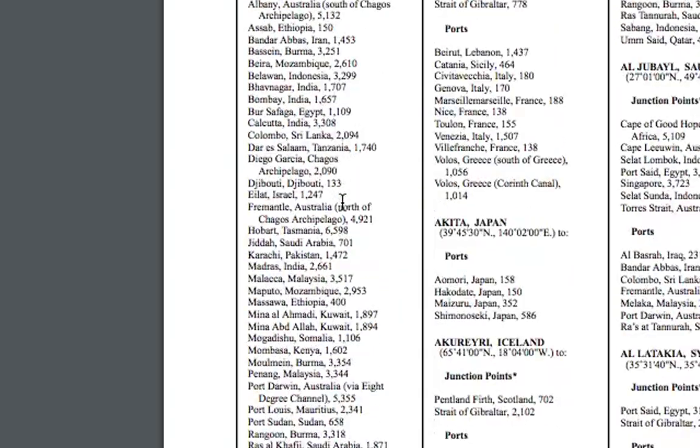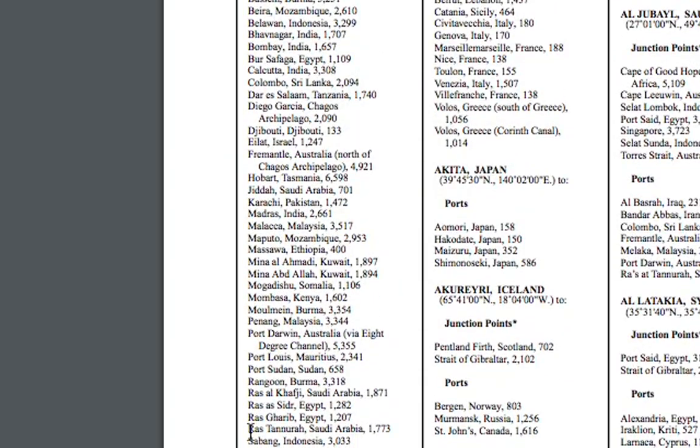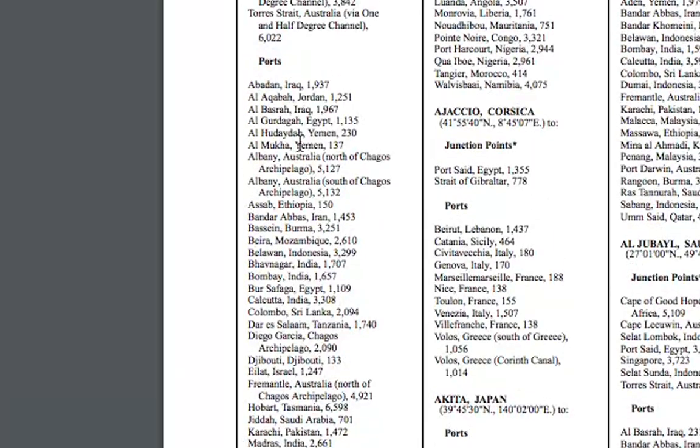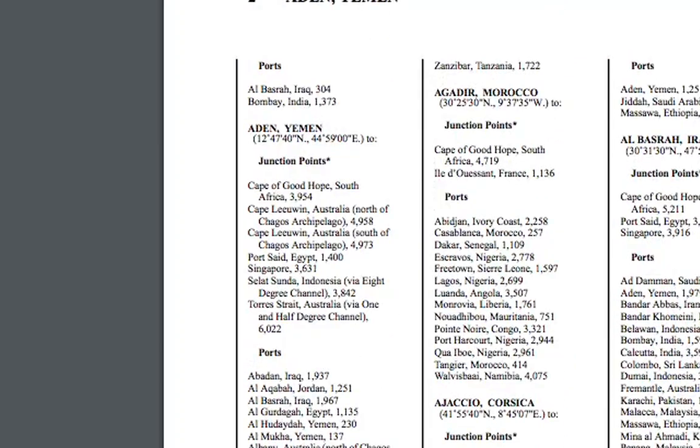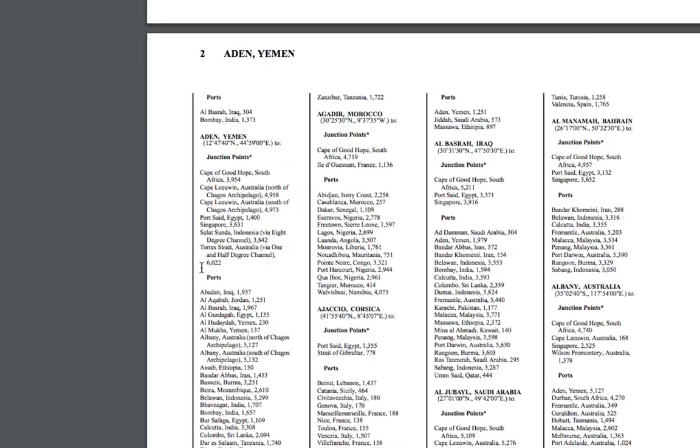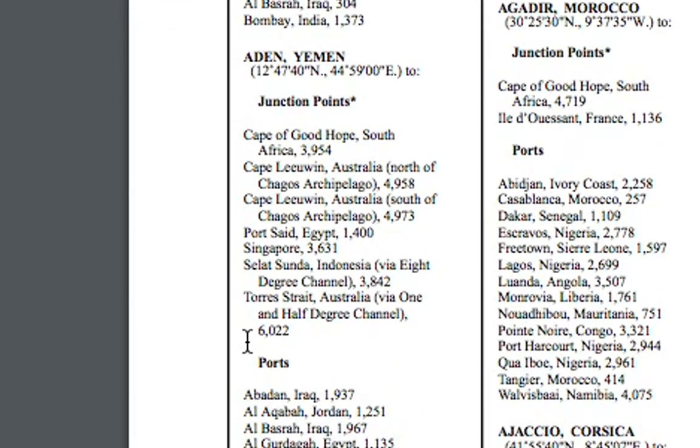And if I wanted to just take a look, I can see that if I look at the ports and if I look at the list of junction points, San Diego doesn't appear on either of those lists for Aden. So now I've got to look at what junction point San Diego and Aden, Yemen might have in common. So if I take a look at these, there's a number that might work, but the one that makes the most sense is Singapore, right?